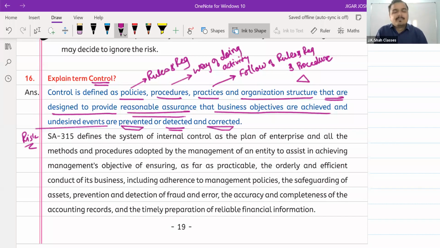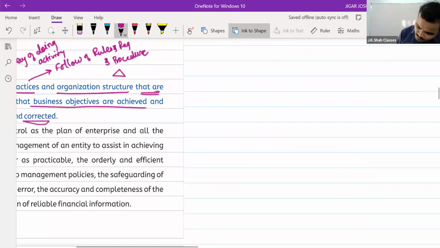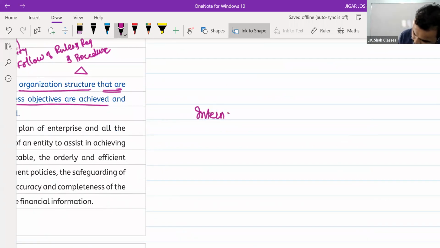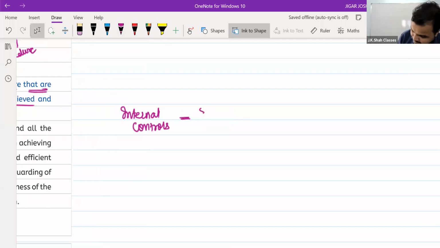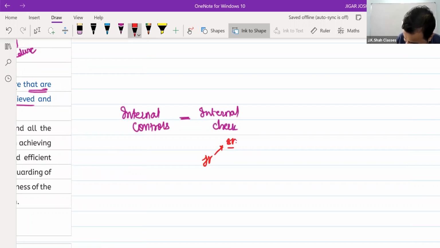My dear chartered, please tell me one thing. When we say Standard on Auditing 315, it discusses and talks about what? Sir, it discusses the internal controls. What do you mean by internal controls? Sir, internal controls consist of two most important things. One is internal check. Now, what do you mean by internal check? Sir, where the work of a junior is immediately supervised and reviewed by the senior, that is called internal check.